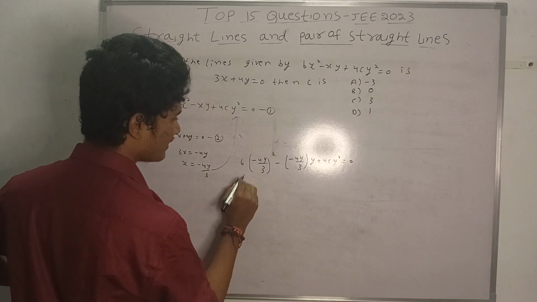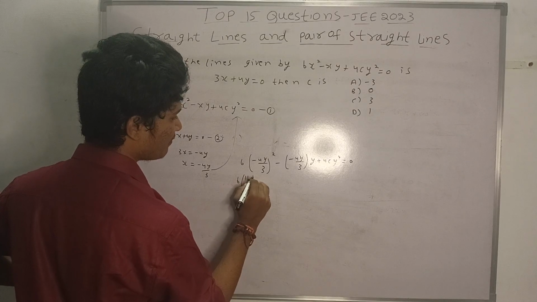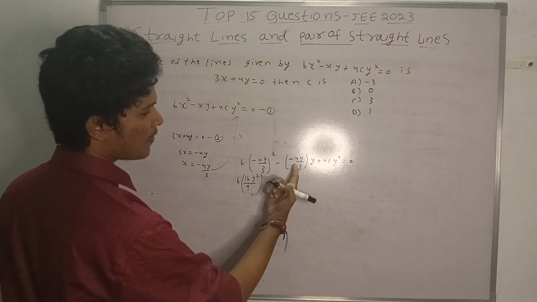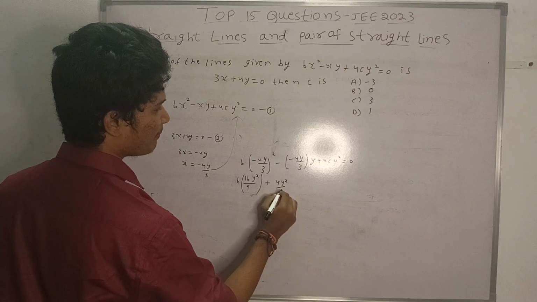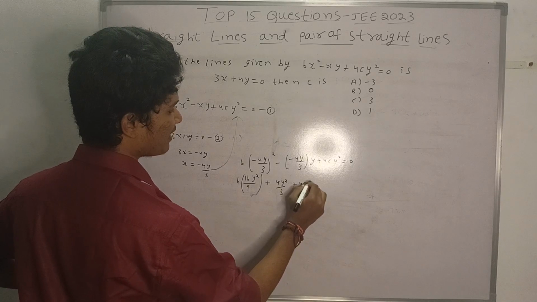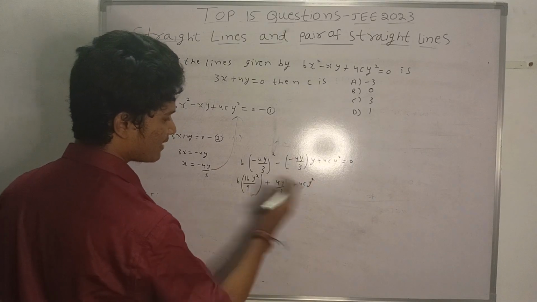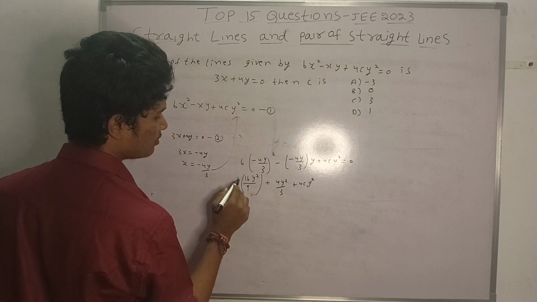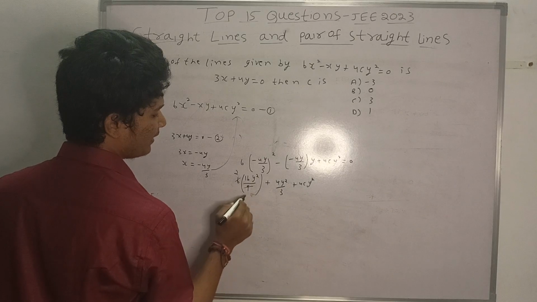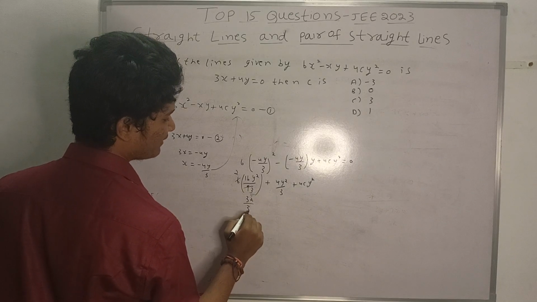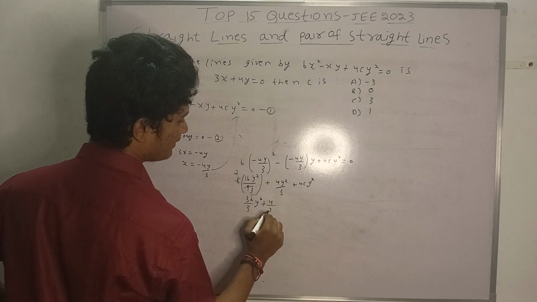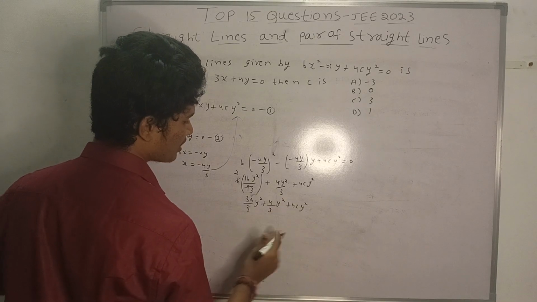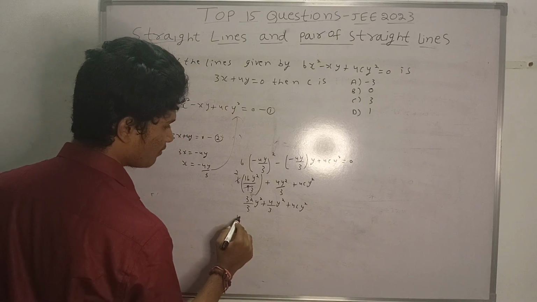So what I will get is 6 into 16 y square divided by 9, plus 4 y square divided by 3, plus 4c y square. Here y square is common, and the 3 twos and 3 threes cancel, giving 32 by 3 y square plus 4 by 3 y square plus 4c y square. From these I am taking y square common.